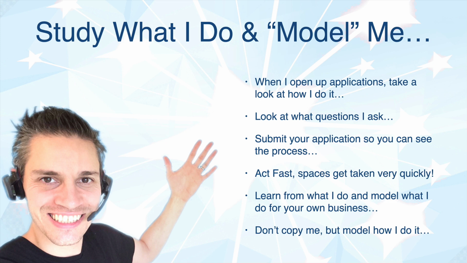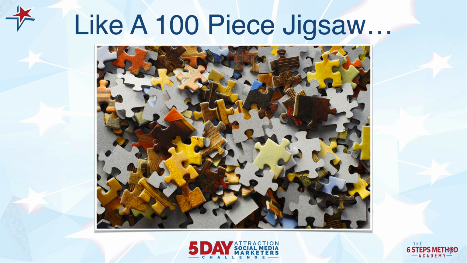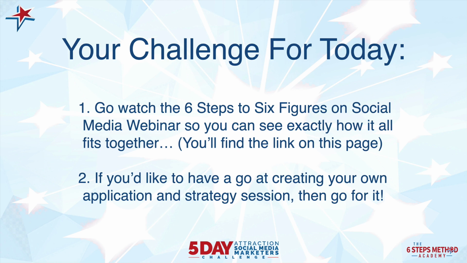Now, as I said at the start, there's quite a lot to this application process, and you're welcome to implement what you can with what I've been able to teach you today. However, because online marketing is like a 100-piece jigsaw puzzle without a picture on the front of the box, so you don't really know what it is that you're building and many of the pieces are missing, for your challenge today, all I'd like you to do is watch the 6 Steps to Six Figures on Social Media webinar so you can see exactly how it all fits together.